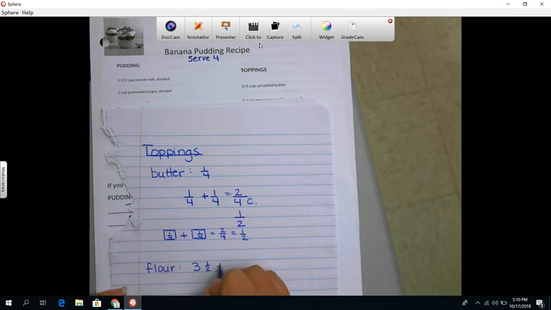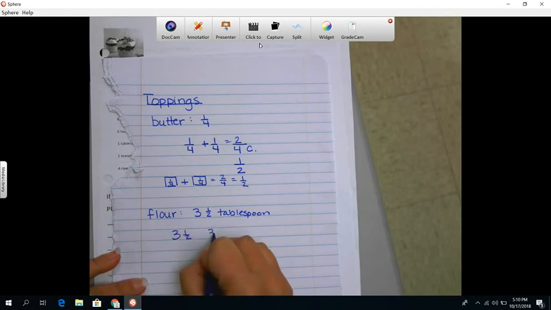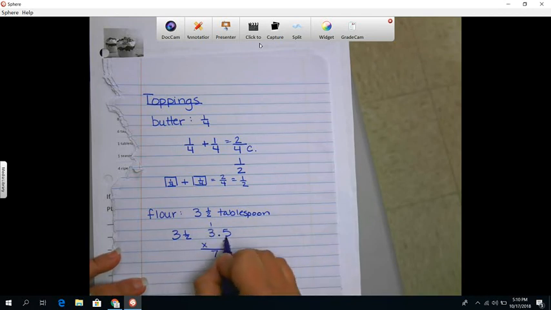3½ tablespoons for 1 recipe. So that means I need to do 3½, which I could write as a decimal, 3.5, times 2, and I can multiply. That would give me 10. 6 plus 1 is 7. We have 1 digit behind our decimal, which means I need to move it over once to the left. So now we have 7 tablespoons of flour.